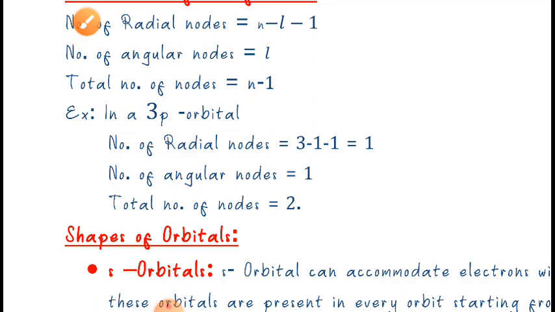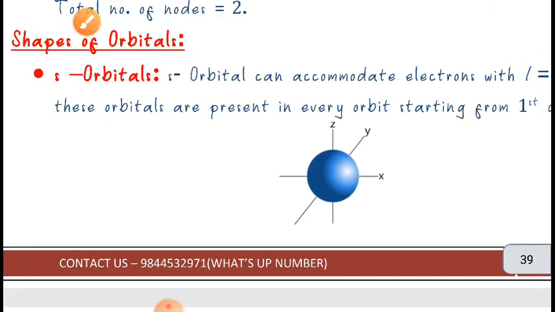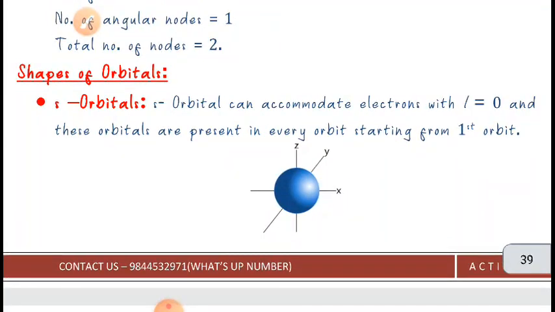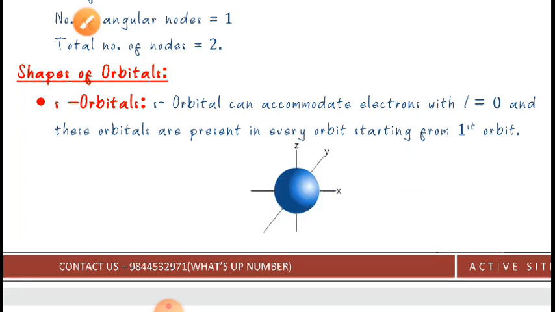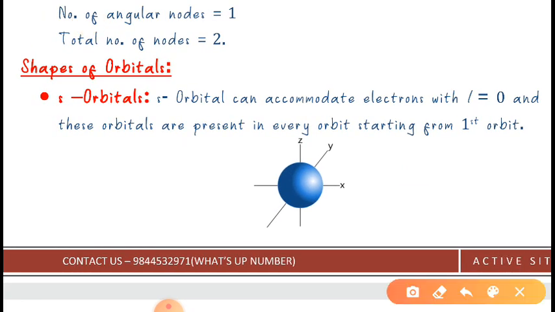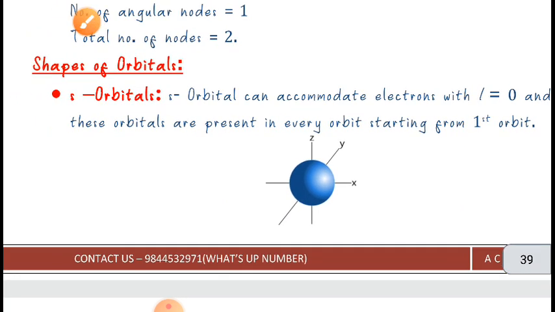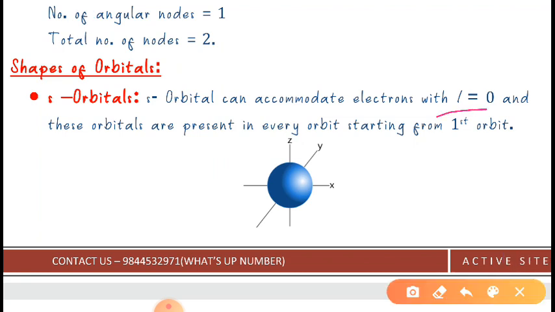Now, again, the shape of the orbitals. We know that the s orbital is spherical in shape. As you can see here, this is the structure of the s orbital, and it is spherical in shape. The s orbital can accommodate electrons with l equal to 0, and these orbitals are present in every orbit starting from the first orbit.